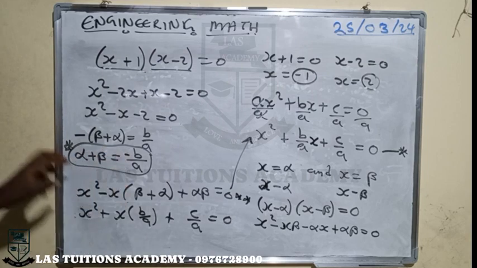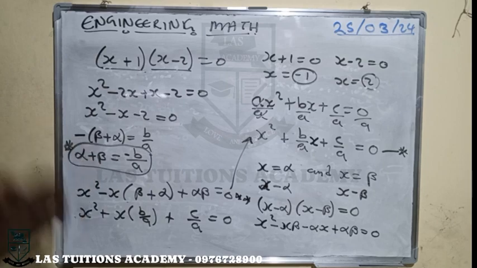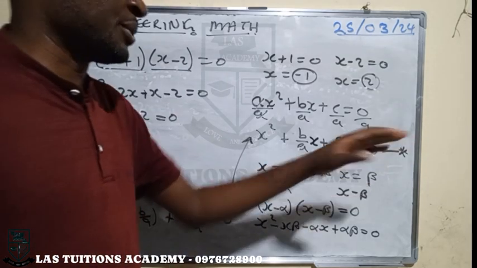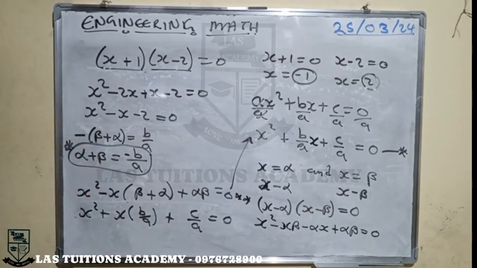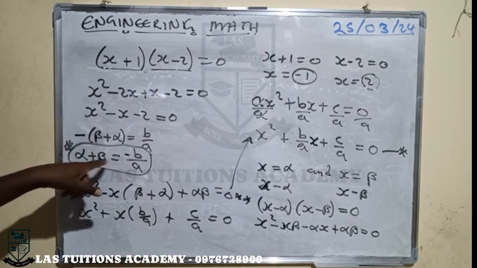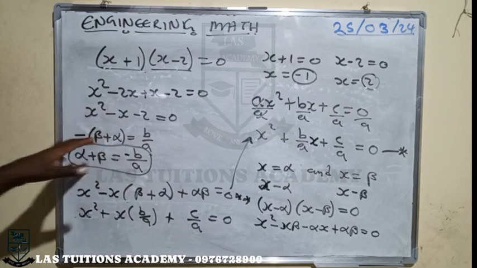These roots, you don't know them. So that's why we used alpha and beta, which we don't know. So for any given equation, you may not need to solve it, but you can find the exact sum of the roots by using this formula here. And that's why this formula, we use it, and that's why we need it.